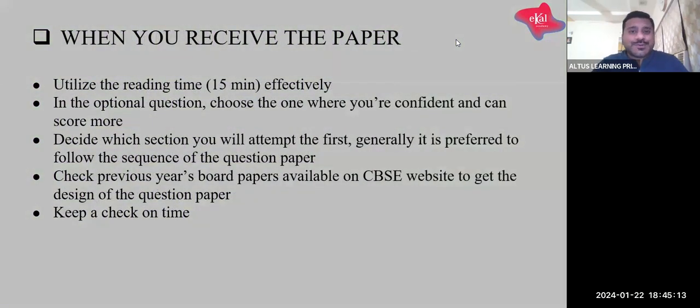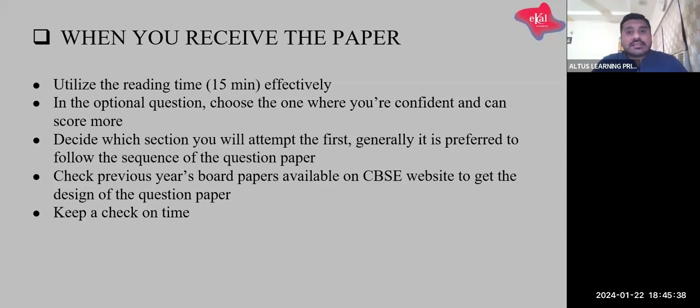Okay. So what to do when we receive the paper? You are familiar with this kind of exams because your school must be taking so many pre-board exams. So every paper comes with a 15-minute reading time. That is the most important and most crucial time, which has to be utilized effectively.